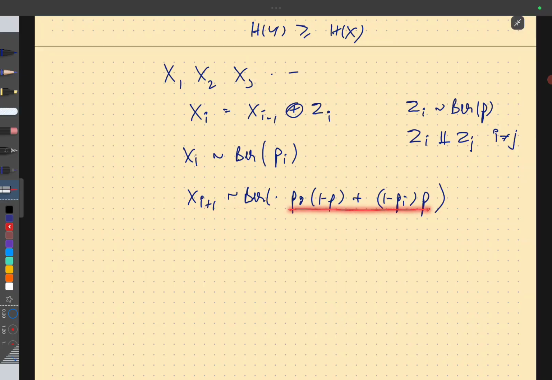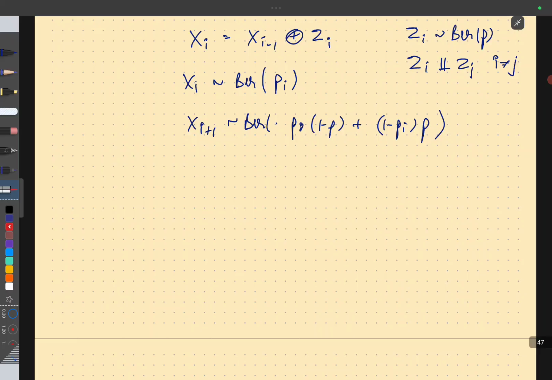But what exactly is this quantity? This can be interpreted as a convex combination of pi and 1 minus pi. So at any stage i, if I take this interval from 0 to 1, suppose that this is my pi. For now, I'll just assume that pi is less than half, but the same thing holds true even if pi is greater than half. You just flip pi and 1 minus pi. So this is 1 minus pi.